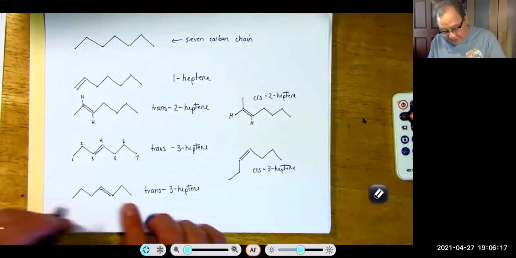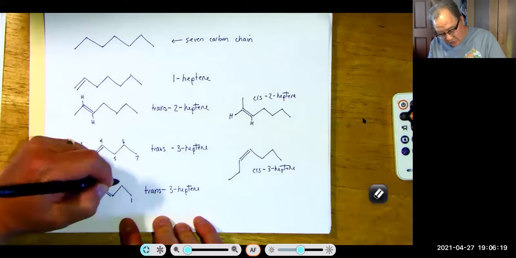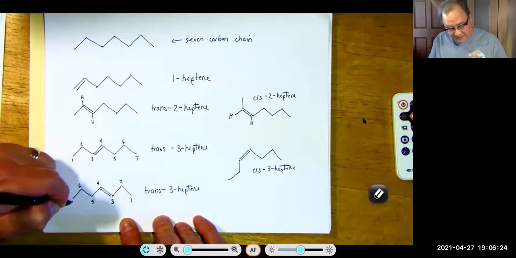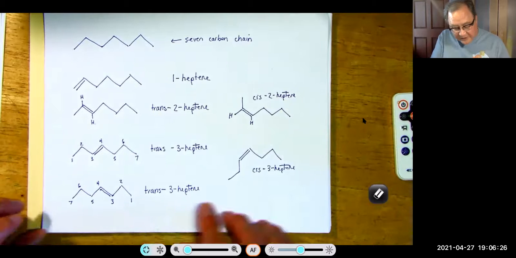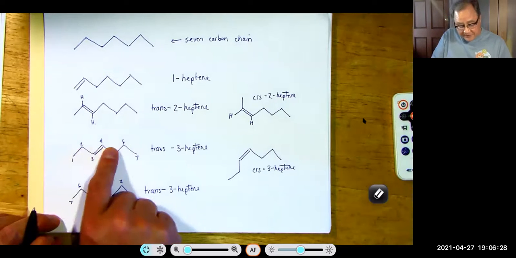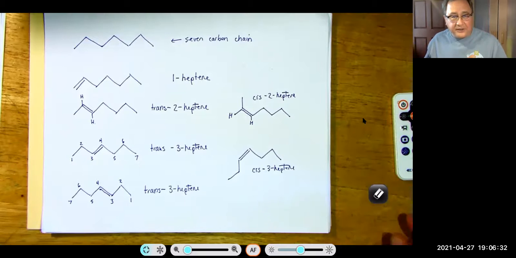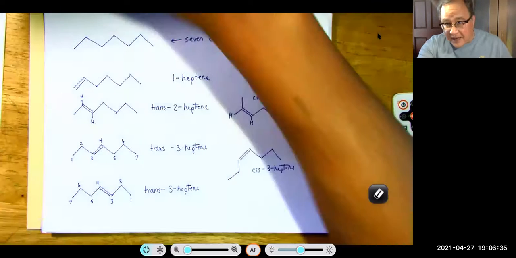So what's the deal here? Well, this is carbon 1, 2, 3, 4, 5, 6, 7. All we've done is we've taken this molecule here and flipped it to get this guy. So they are, in fact, the same molecule. Just like a, check it out. Can you guys see me?